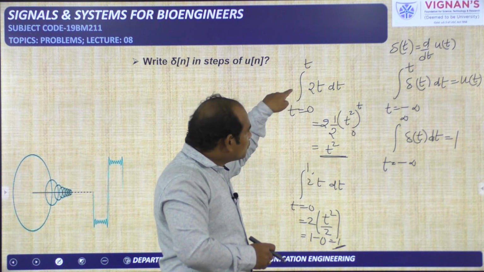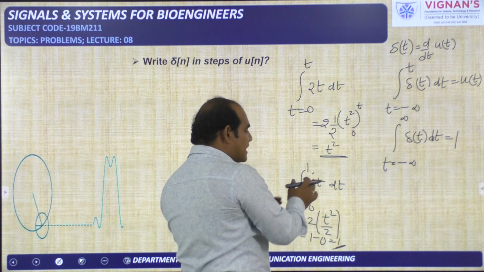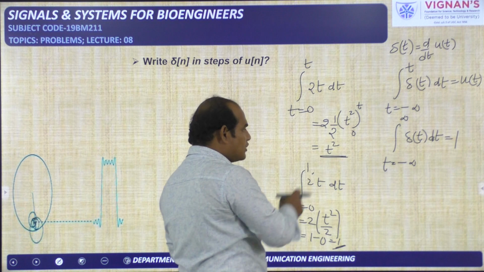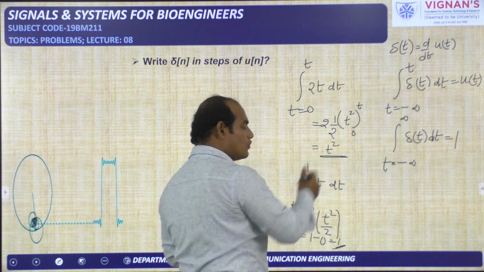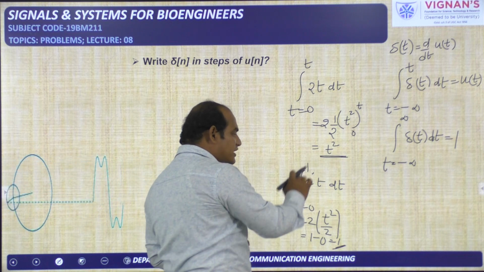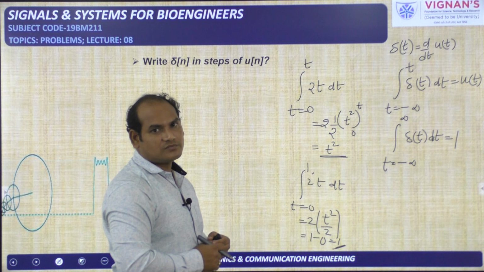So if you know the function, simply you will substitute here. What is the integration of this 2t from 0 to 2? If you substitute t is equal to 2, you will get 4. What is the integration of 2t from 0 to 3? You will get 9. 3 square is 9. Okay.